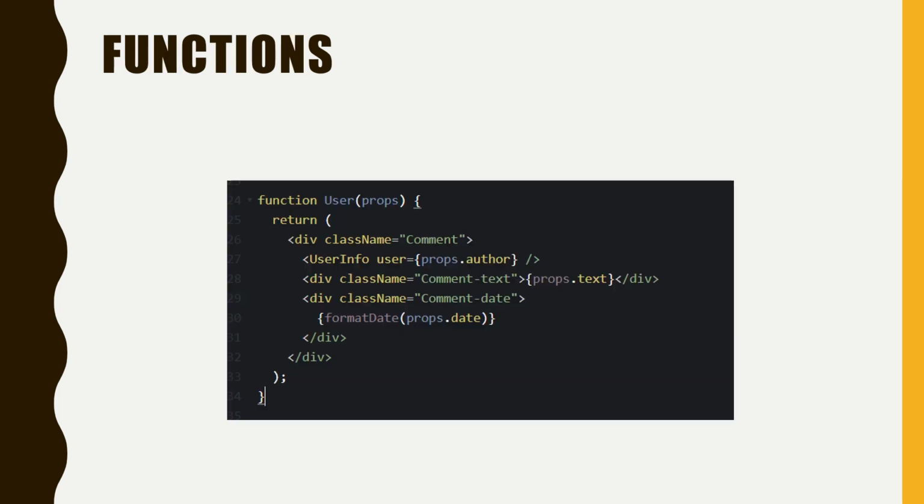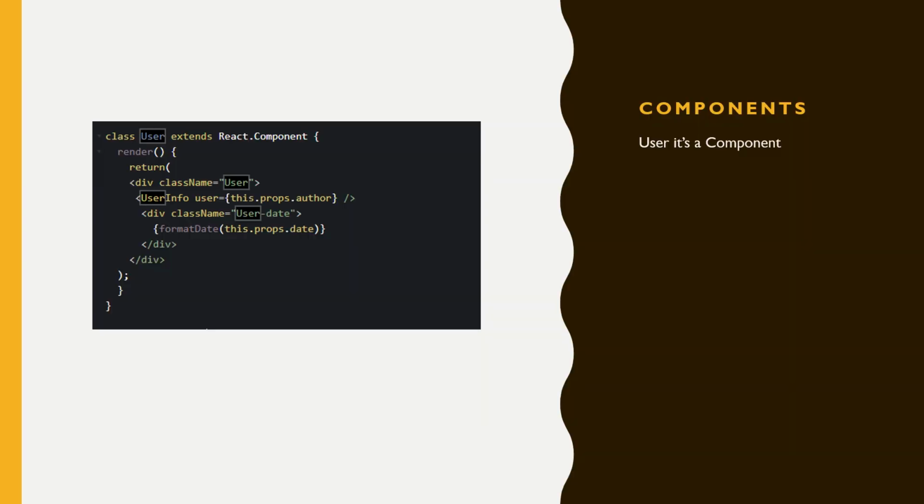The functions. You see here an example of a function. A function User with some props, which returns, for example, a user, and there also exists a UserInfo. It's possible to say a class, a function, or a component. Okay, so let's continue with the class. I will introduce to you the component. User is a component in React.